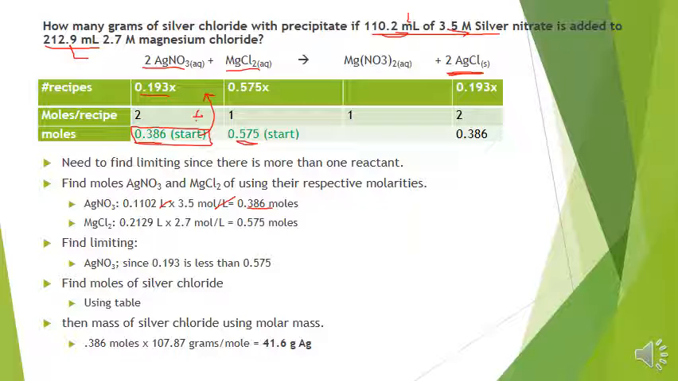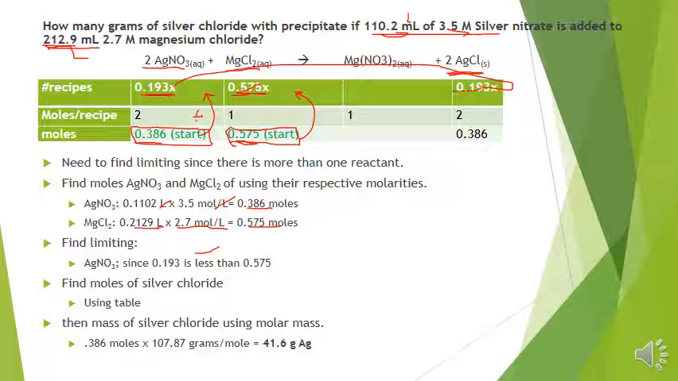All right, now how many moles of magnesium chloride do you have? Divide this by 1,000, so it's 0.2129 liters. Multiply it by its molarity. And this is how many moles of magnesium chloride. Okay, how many recipes can you do with that? Divide by 1. And so you can do this many recipes. Okay, so compare the 2 recipes. You can see that you're going to run out of the silver nitrate way before you're going to run out of the magnesium chloride. You can almost use up 3 times as many of the silver nitrate for this amount. So this can be excess. So we're not going to use that.